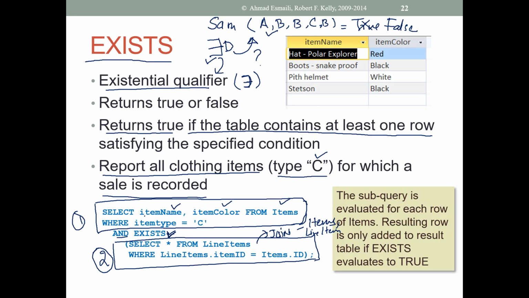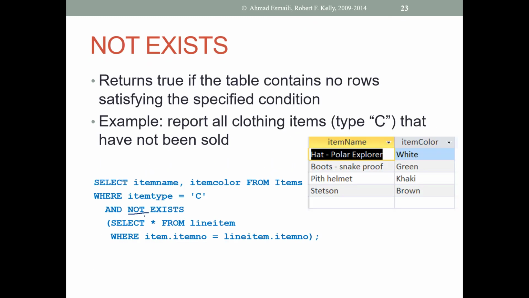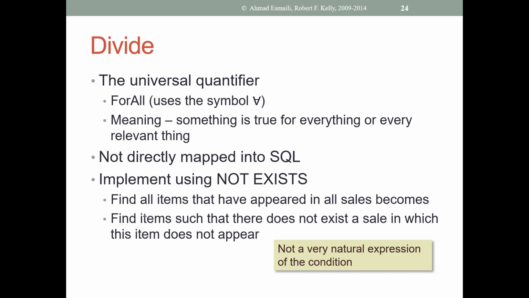White color, okay, so the red color item was sold, white color item was not sold. Okay, good, interesting. Now the other query that we have is a little more interesting. It is interesting for the reason that in the set theory, we have an operation called divide between two sets. So why are we discussing divide?